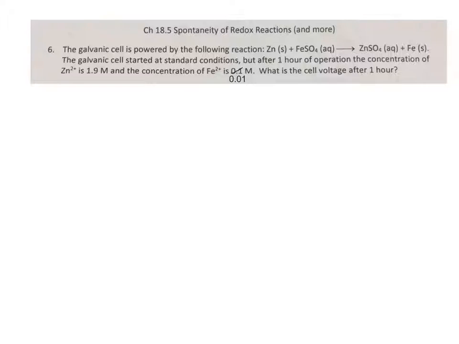To answer this question, we need to use the equation that allows us to calculate cell voltage under non-standard conditions. So here's the expression we need. And there are a few variables that we need to figure out before we can answer this question. First of all, what is E cell naught? That is, what was the cell voltage under standard conditions? How many electrons are transferred? That is N in the balanced net reaction. And then what is the reaction quotient, or ratio of products to reactants?